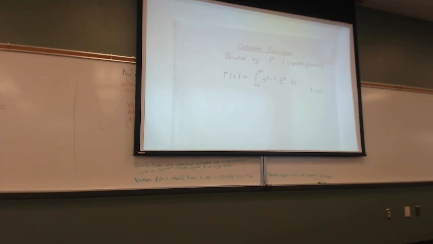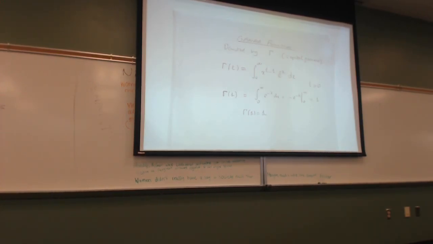First, what is gamma of 1? This would be the integral from 0 to infinity of x to the power 1 minus 1, which is 0. So this would be just e to the minus x dx, which is minus e to the minus x between 0 and infinity. And this would just be 1. So this is easy. Gamma of 1 is equal to 1. So we know one value of this function.